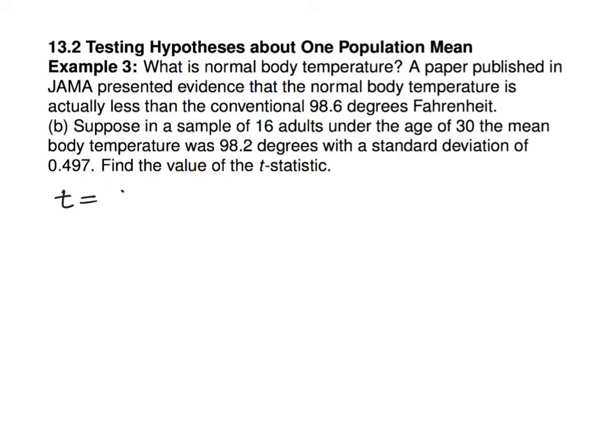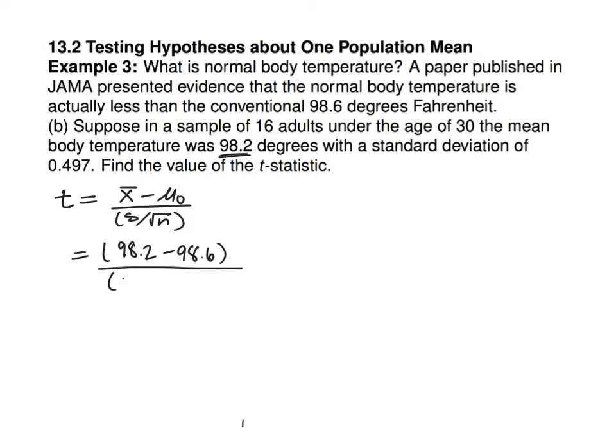Now in this case, the formula is x bar minus mu naught over S over root n. And we're told that x bar is this 98.2. The fact that this is lower than 98.6, we're kind of saying, well, is that lower enough to be actually different? Minus 98.6 divided by S over root n, which is 0.497 over root of 16 adults, so root of 16.